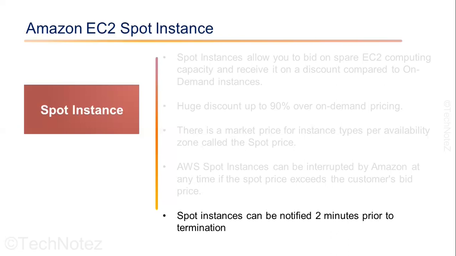You could set up a bid price for the desired instance type and specify the maximum price you are willing to pay. If your bid price is higher than the current spot price, your instance will be allocated. During periods of high traffic, if the spot price exceeds your bid price, your instance may be terminated. However, you can set up the EC2 auto scaling group to automatically launch a new spot instance to replace the terminated one, ensuring that your website remains available to the users.